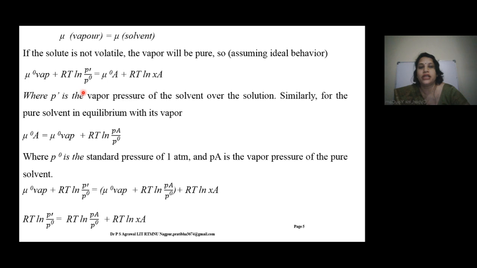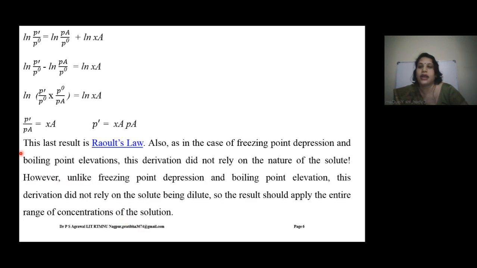Similarly, for the solvent in equilibrium with its vapor, we can write down this equation, because only vapors of the solvent are present. So it will behave as a pure vapor. So we can write down mu 0A for the solvent. Now we know the value of mu 0A. So by combining these equations we get this. Now RT can be cancelled and we reach such expressions, which finally reduces to this. This is Raoult's law. So we reach Raoult's law.